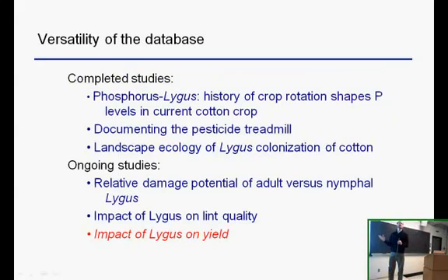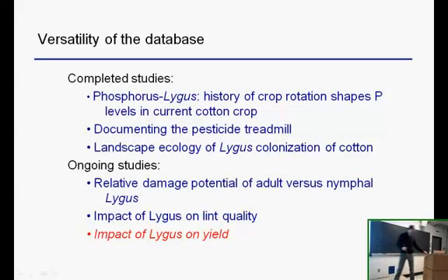This was absolutely crucial. And the database that we ended up with has really been quite versatile. I don't have time to go through all these things today, but I want to just point out that we can use this now to do all sorts of things. So it played a role in unraveling this phosphorus Lygus story. Kevin Gross did a really nice project documenting the pesticide treadmill in this system. So if you have to spray early for Lygus, what are the consequences? Francis Sivikoff used a chunk of this data to analyze the landscape ecology of Lygus. So what are the effects of neighboring crops? So we've really done quite a bit with this, and we're continuing to work with this.